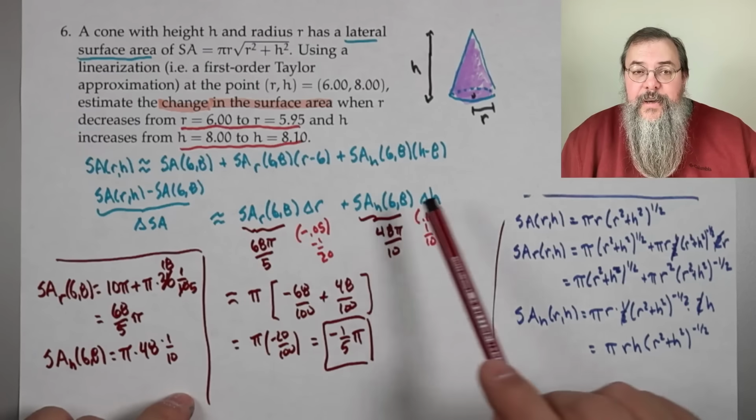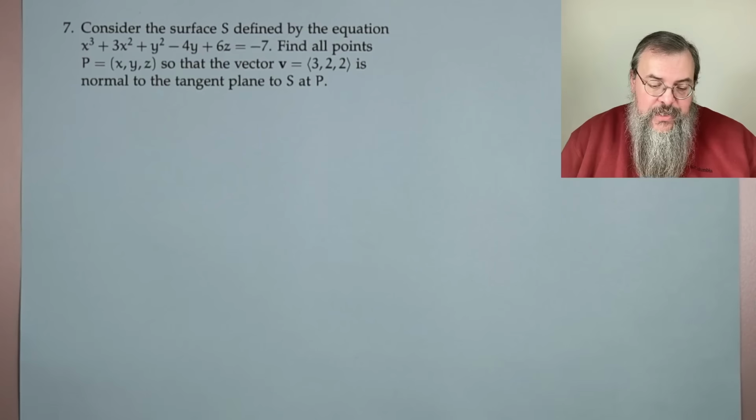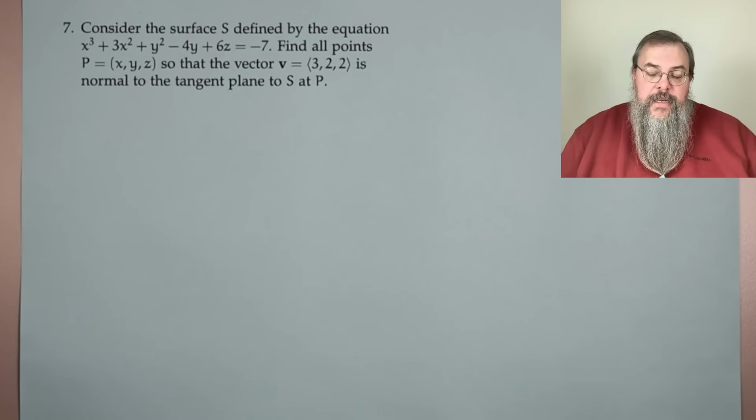Consider the surface S, defined by the equation x cubed plus 3x squared plus y squared minus 4y plus 6z is negative 7. Find all points p equals x, y, z, so that the vector v equals 3, 2, 2 is normal to the tangent plane to S at P. All right. Now, who knows? Maybe all points is 0 points. Maybe it's many points. We'll have to figure that out.